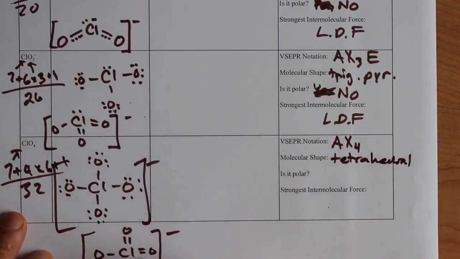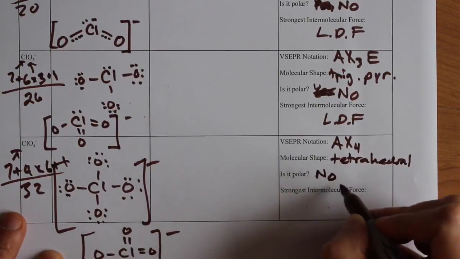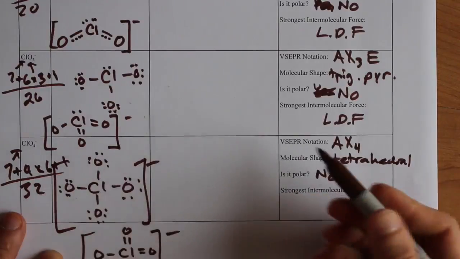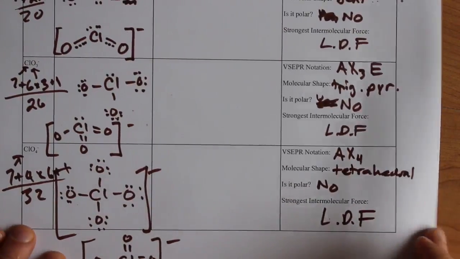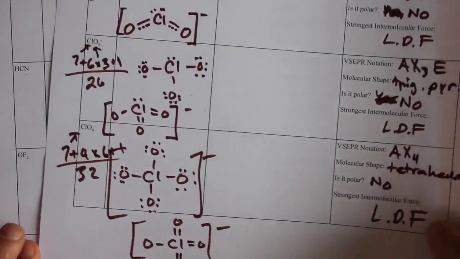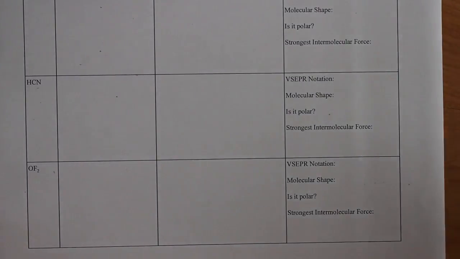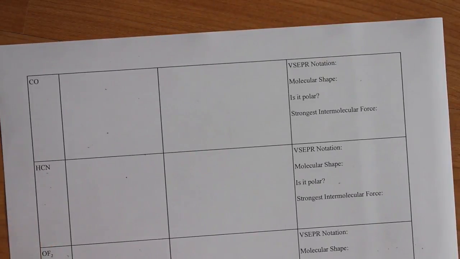And tetrahedral things, as long as all the things around it are the same, are not polar. These bonds aren't polar, so it's not polar for that reason too. And so LDF would be the primary intermolecular force there. Whew. We're in the home stretch. These are the last 3 in the booklet I have here.